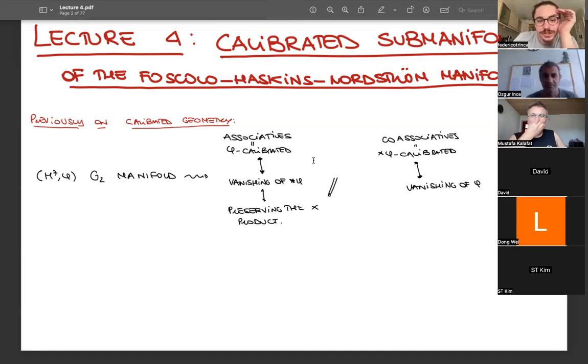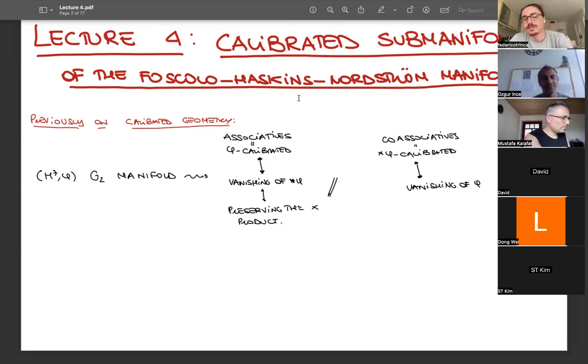So they are calibrations. The two calibrated submanifolds that we have are the associatives, which are calibrated by phi, and the co-associatives, which are calibrated by star phi. These are characterized by the fact that star phi vanishes on it in the associative case, and phi vanishes on co-associatives. So you can characterize them using this condition here. And associatives are also characterized by the fact that they preserve this cross product.